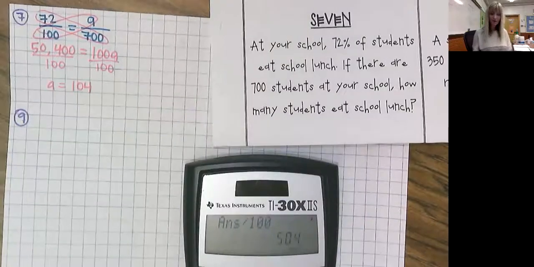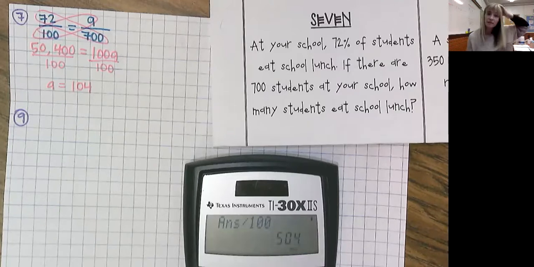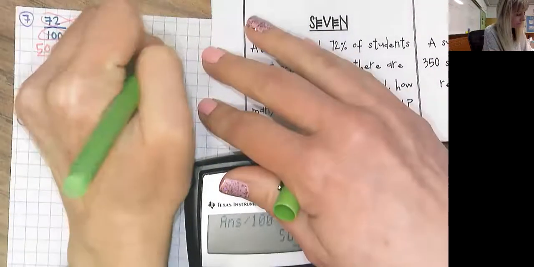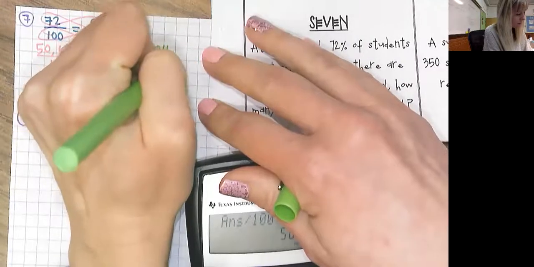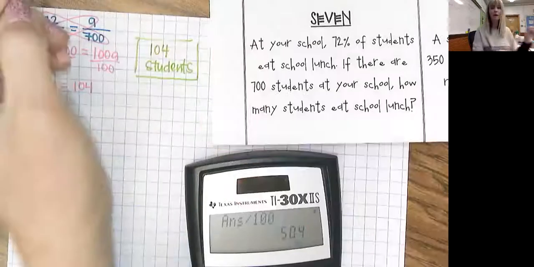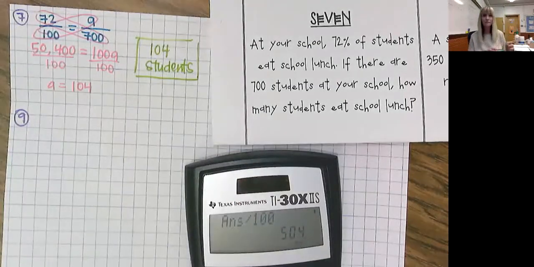So the only other thing I have to do now is, this is a story problem with the context. What does that 104 mean? Is it a percent? Is it lunches? What is it? Oh no, it's students. It's 104 students that eat school lunch. So make sure you put a label on it, 104 students. Okay, let's try another one.